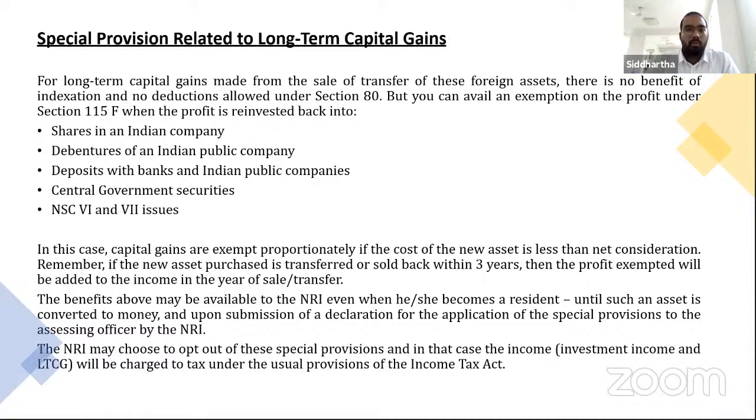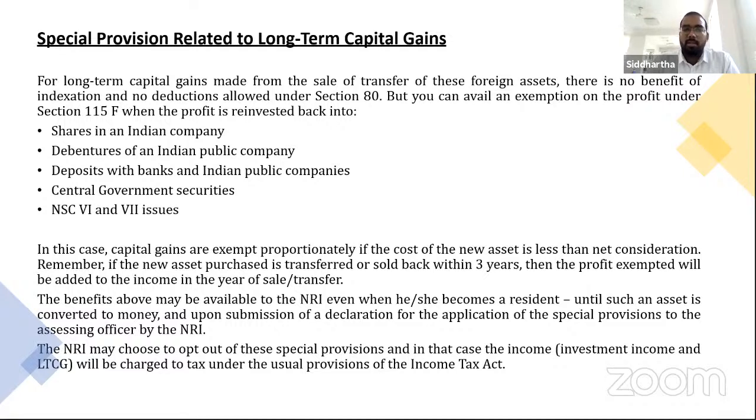So if you are earning long-term capital gain from assets which you have invested in through foreign currencies, and you have invested back the sale proceeds in these assets, that is shares in an Indian company or debentures in an Indian public company or central government securities or national savings certificates, then there are certain benefits that are available to you.